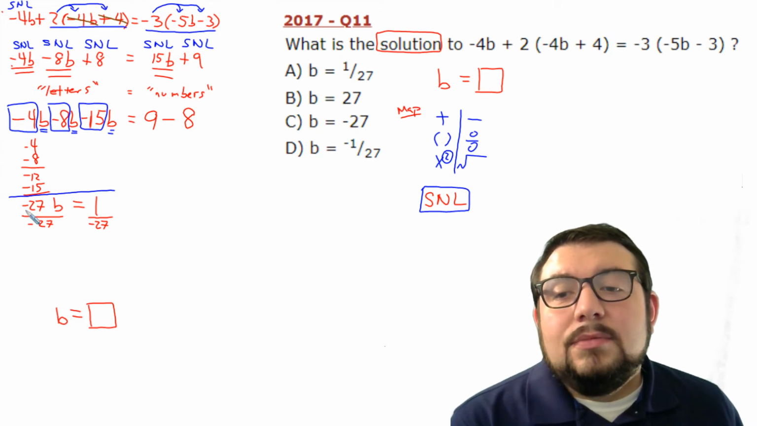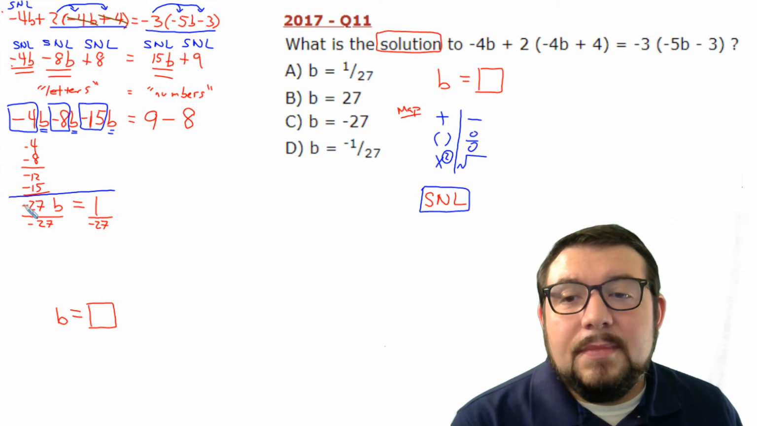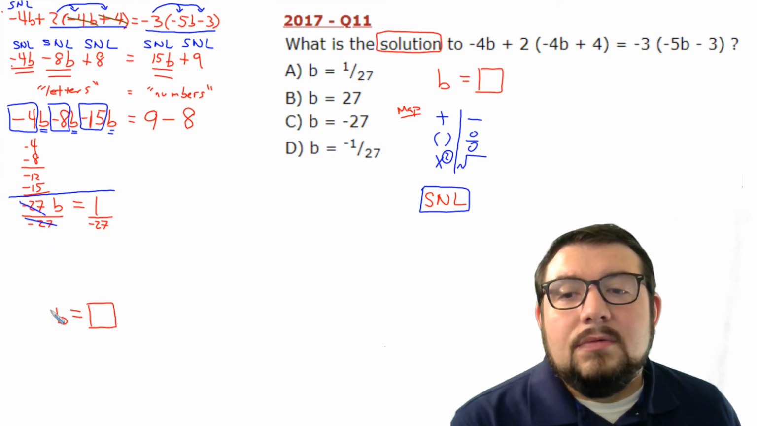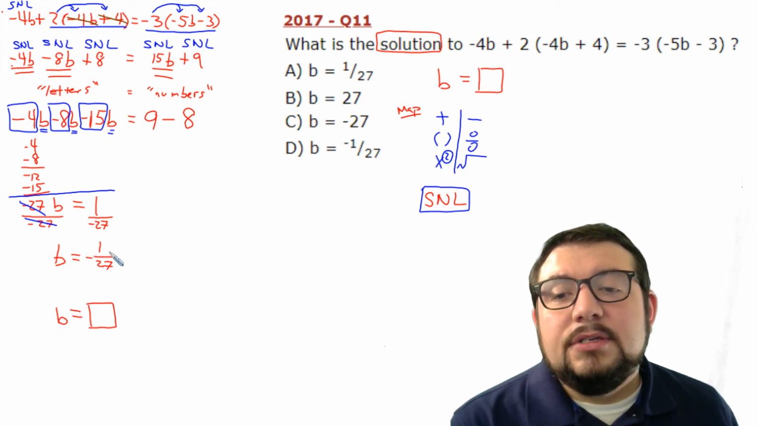Okay, so negative 27 divided by negative 27. Well, they're perfect matches. A number divided by itself equals 1. Well, that means that I have only one B left, which is exactly what I wanted, a single B. And on this side, I have a fraction. And many students are going to say, well, I hate fractions. Well, so what? It's still the correct answer.